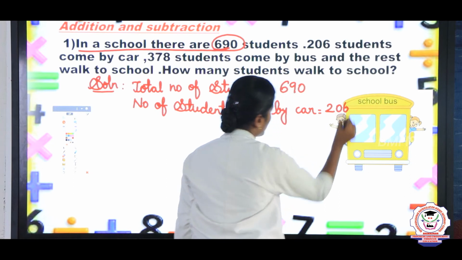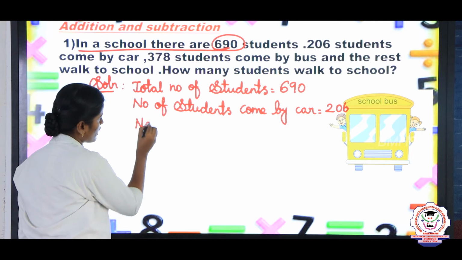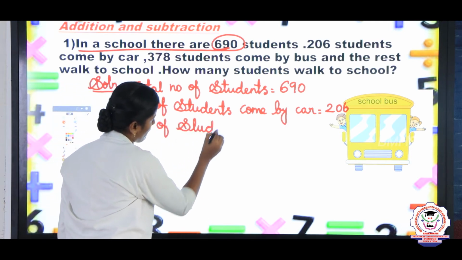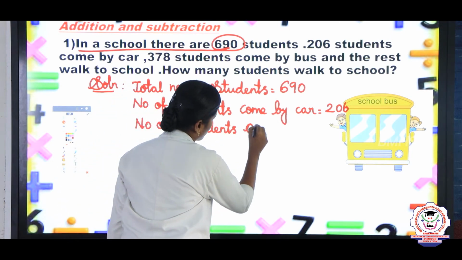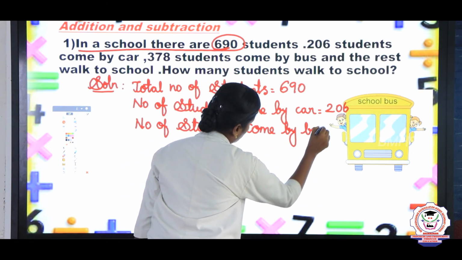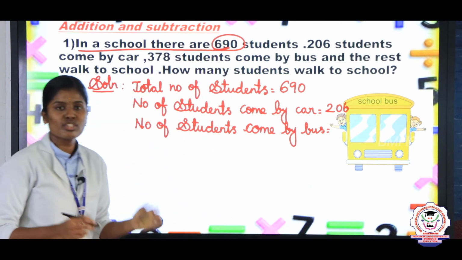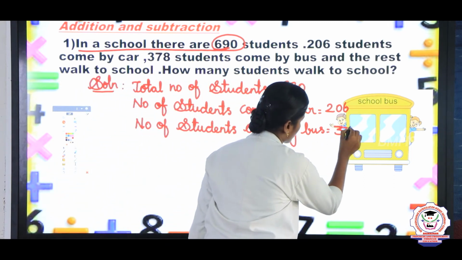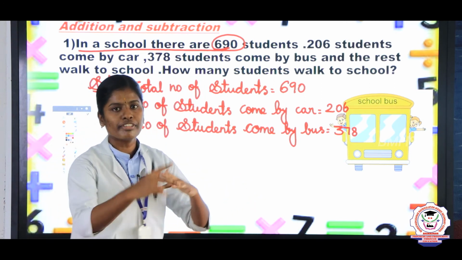And then next one, number of students come by bus. Totally how many students? So 378 students come by bus. So write here 378. Okay. So now we are going to find the walkers, the students who walk.